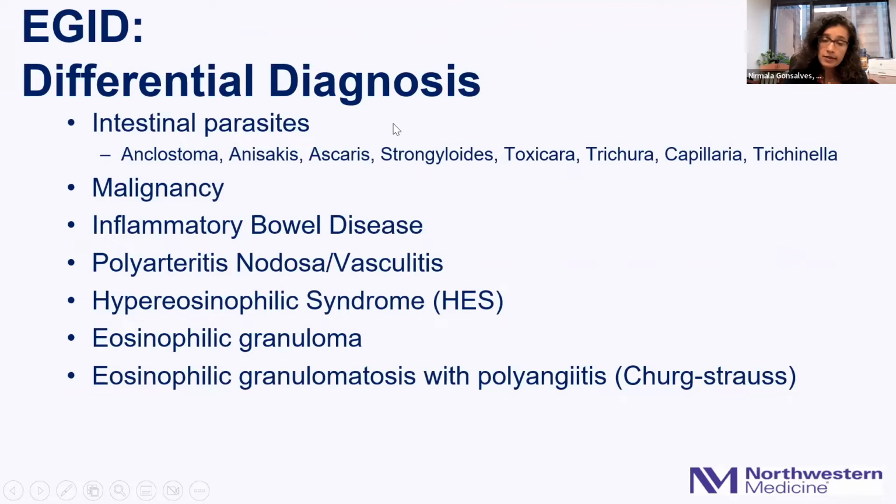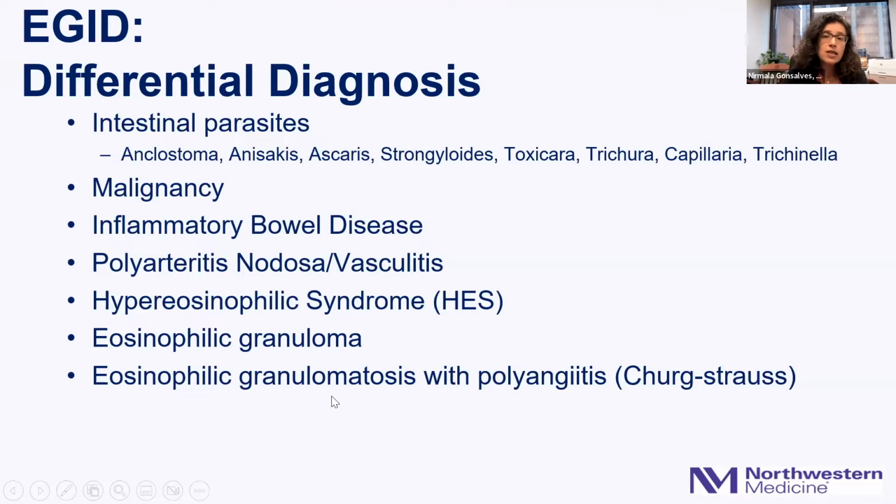There's a broad differential diagnosis for EGIDs. There are many things that can create tissue eosinophilia, including infections with intestinal parasites, particularly strongyloides. So it's important to evaluate patients for these infections if you're considering this. Malignancy can have eosinophils in the gut, inflammatory bowel disease, vasculitis, hypereosinophilic syndrome, and other disorders listed here.